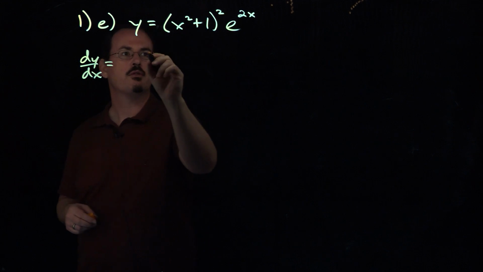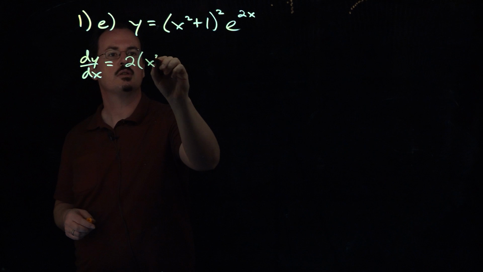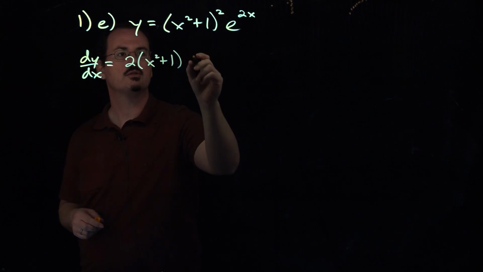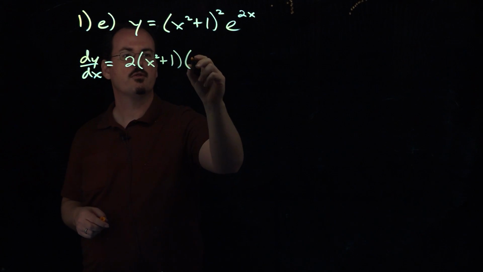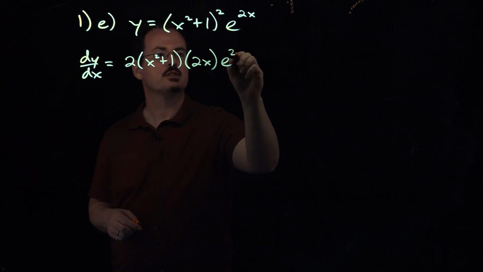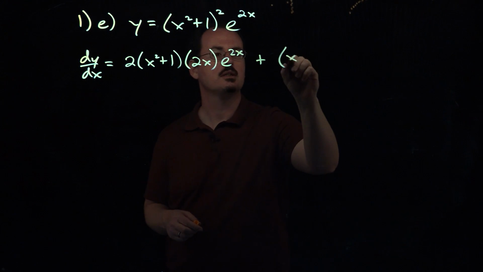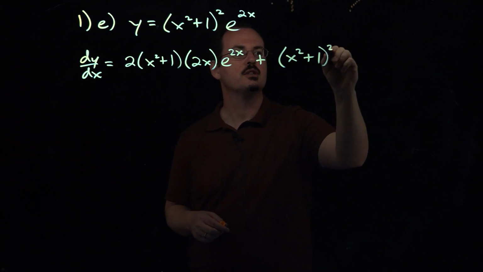So we'll take the derivative of the first function. That requires the chain rule. So we say 2x squared plus 1, lower the power to the first power, multiply by the derivative of what's in there, that's 2x, and then multiply that by the second function, and then plus the first function times the derivative of the second.